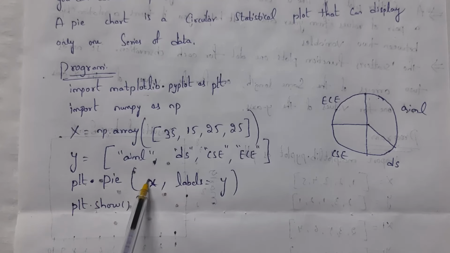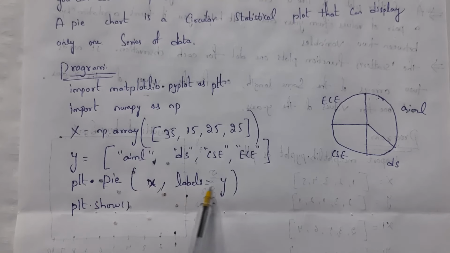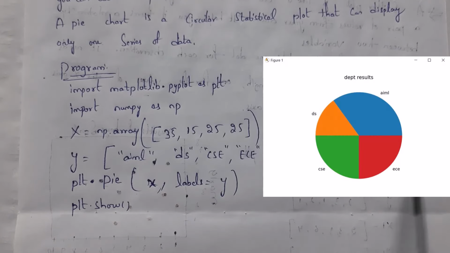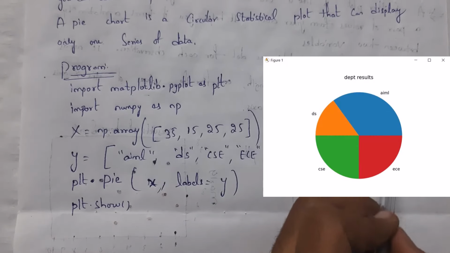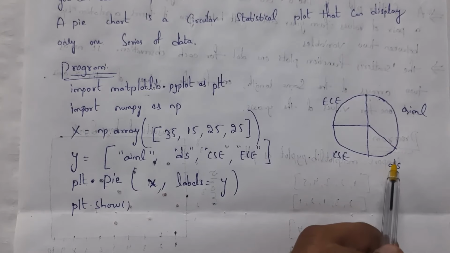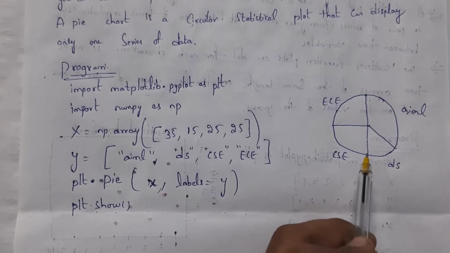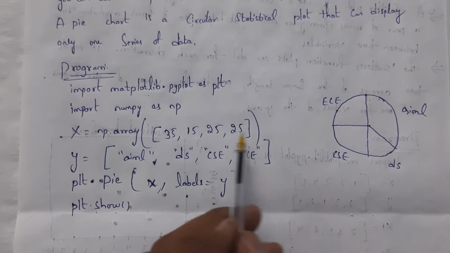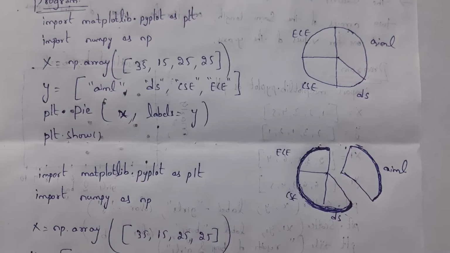By using this pie function we can draw a pie chart. So inside brackets write x, labels equal to y, and whenever you write here plt.show, this is my output. So 35% AML, next DS 15%, CSC 25% and ECE 25%. This is my output.